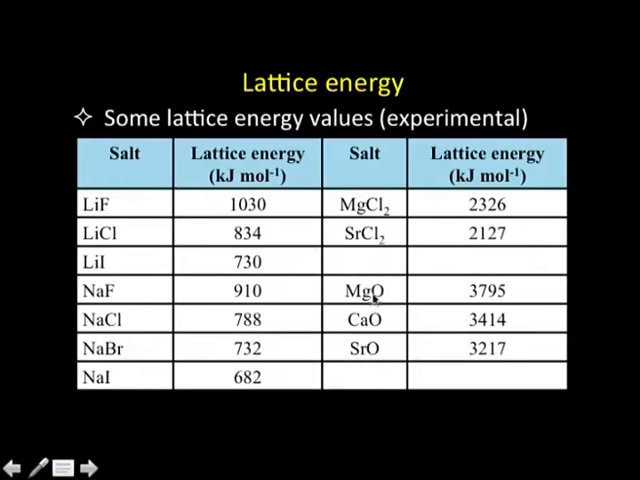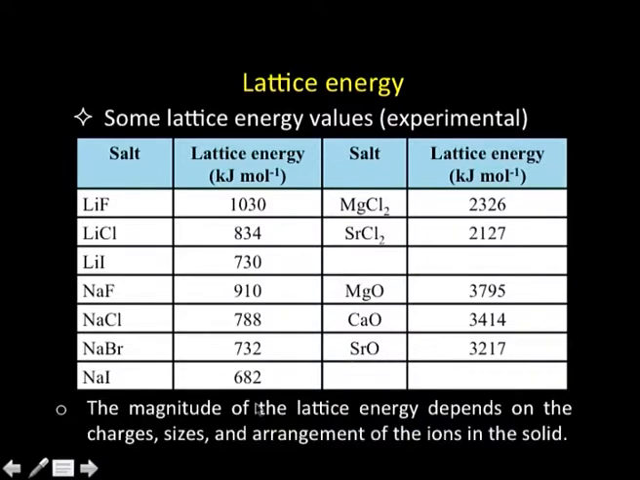If we move further and have a look at the following data, this table compiles the lattice energy for a large number of ionic solids. What we gather from here, if I try to analyze it, is that the magnitude of lattice energy depends on a few things: the charge on the ions, the sizes of the ions, and the arrangement of the ions in the solid.